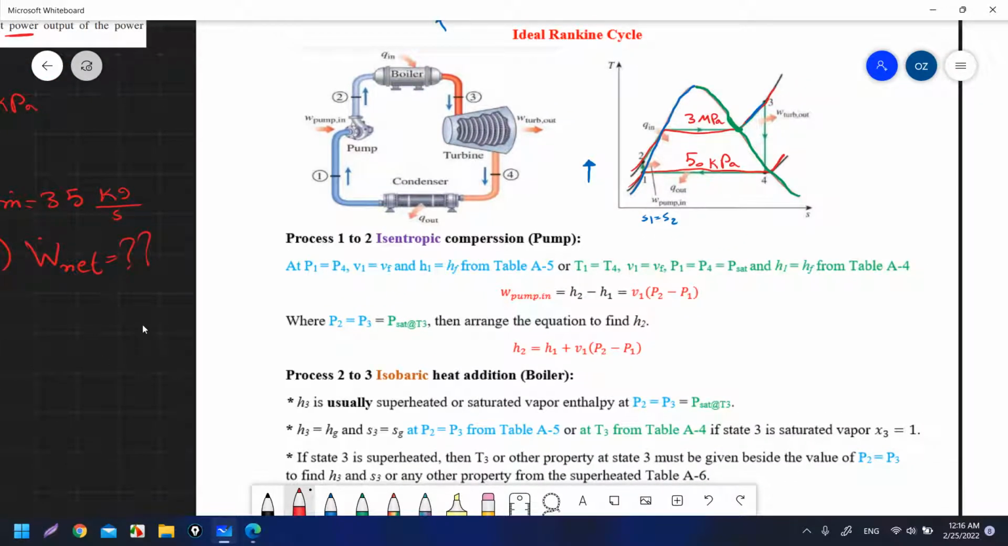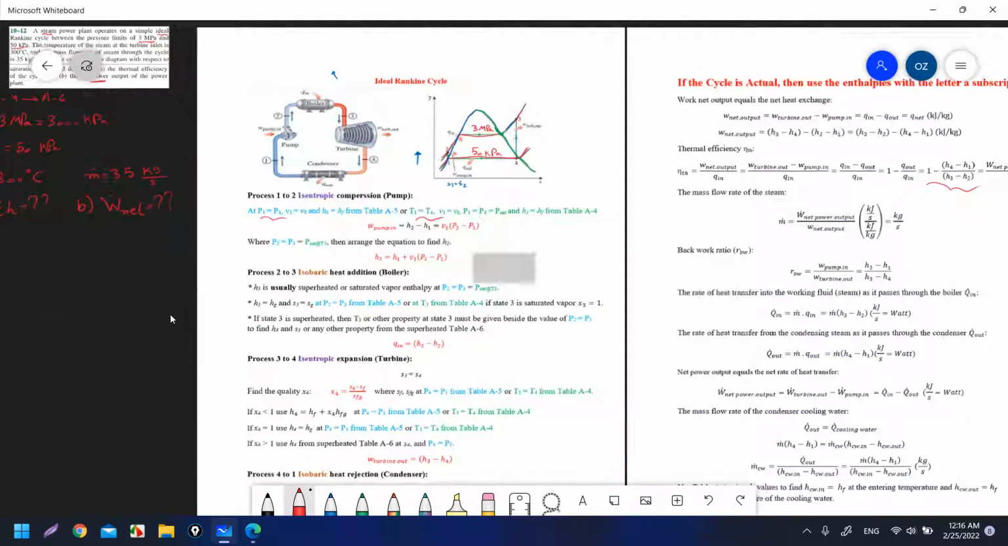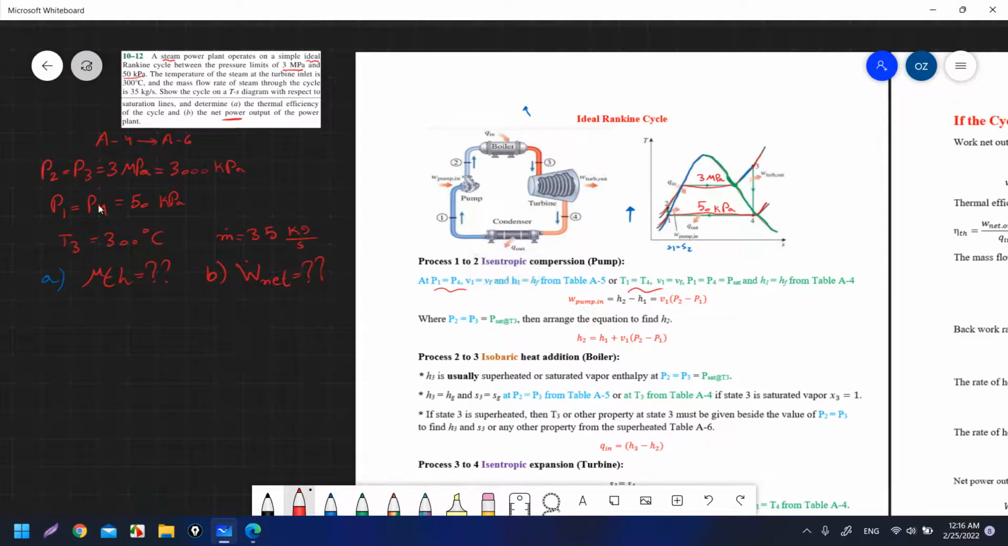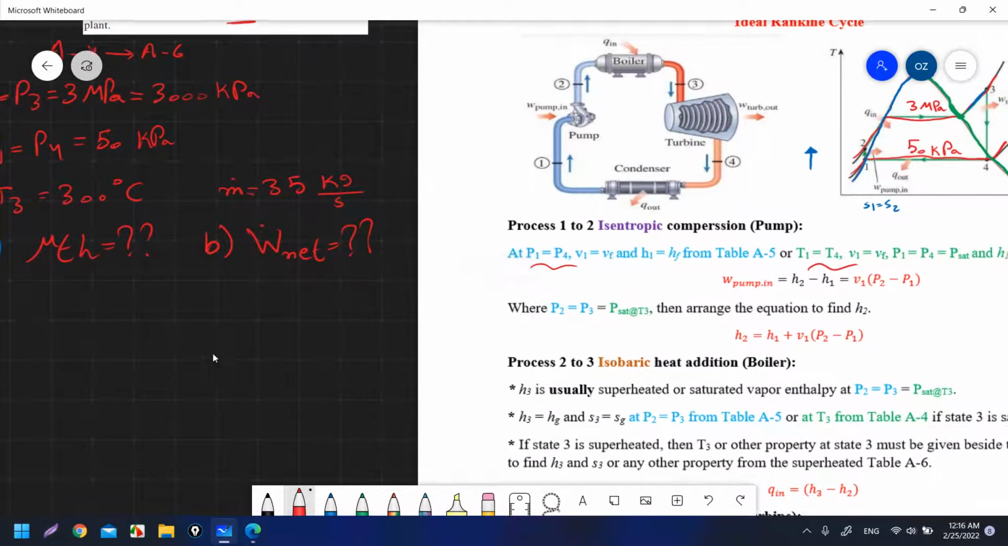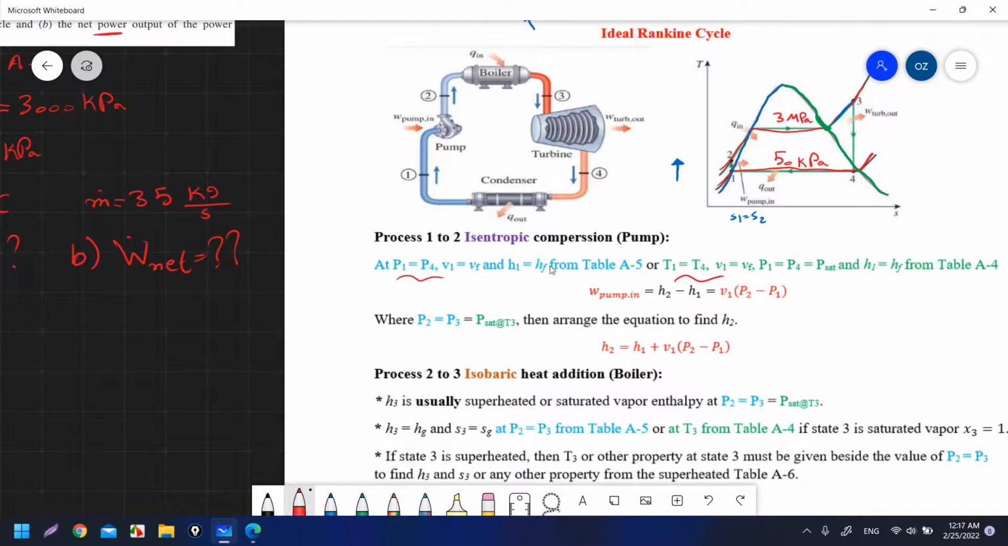In the question, he may give you the pressure or the temperatures. If he gave you the pressure, you will solve with the blue; everywhere I put blue and green. Here in the question he gave me the pressure. We will solve the question when he gives me the pressure like this and when he gives me the temperatures. Here he gave me the pressures, P1 equal to P4. So at P1 equal to P4, V1 will equal Vf and H1 equal to Hf.